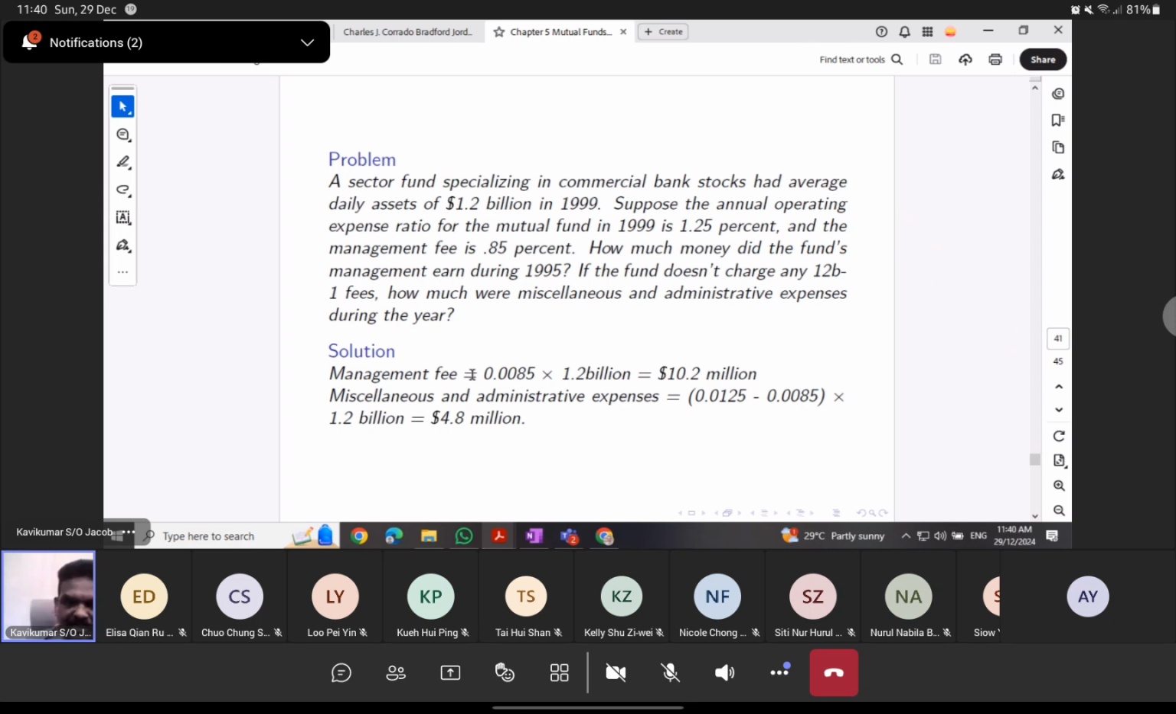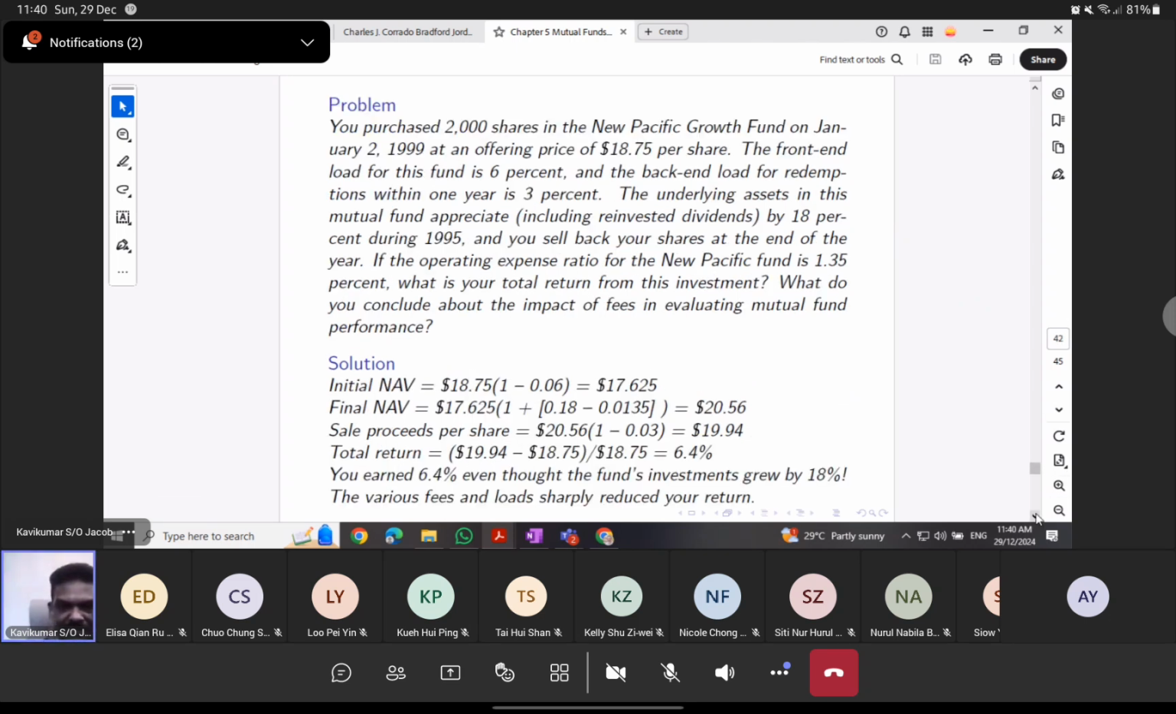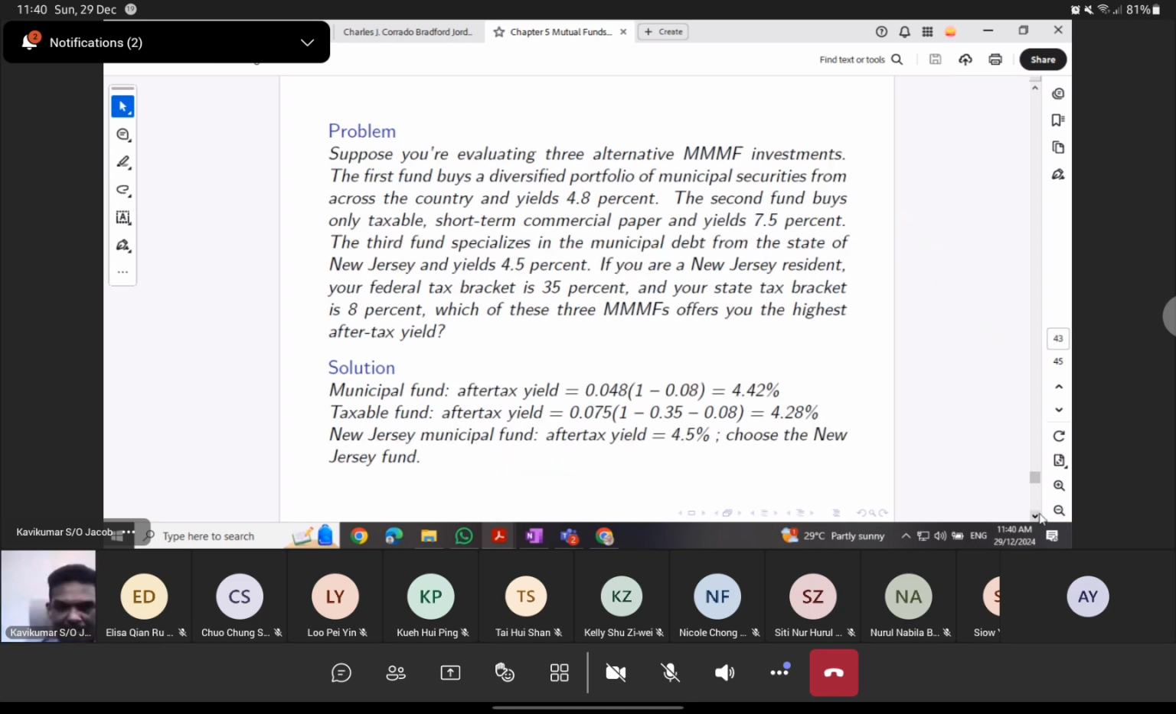So first we calculate the management fee for the 1.2 billion. The percentage is 0.85%, so we calculate 10.2 million as the management fee. Miscellaneous and administrative expenses are what is other than the management fee, right? So other than the management fee, we take that off the 1.2 billion. Same as the previous problems.